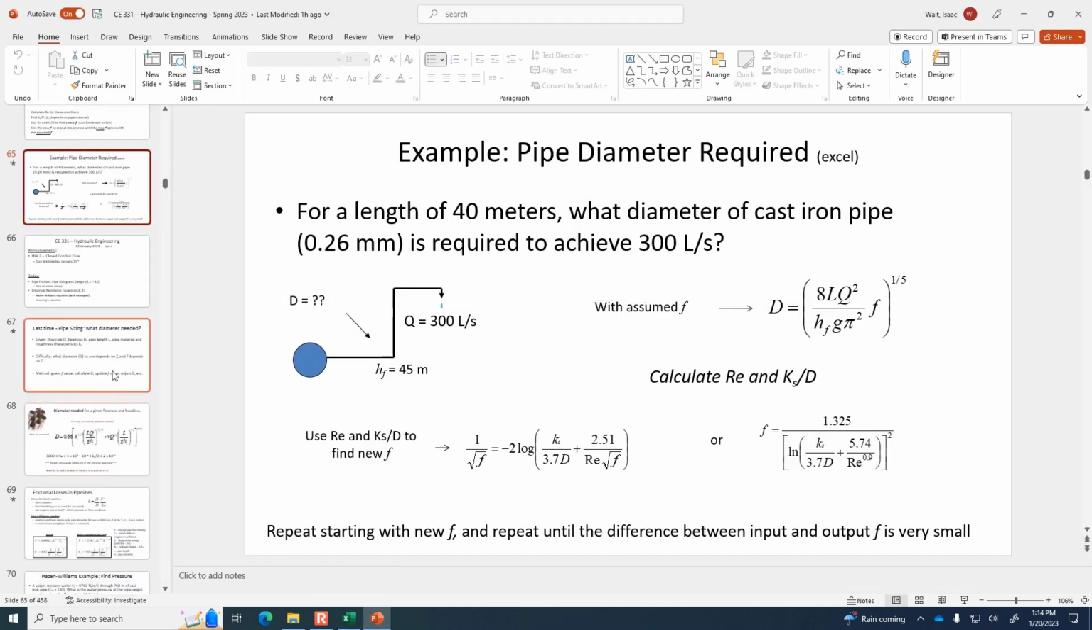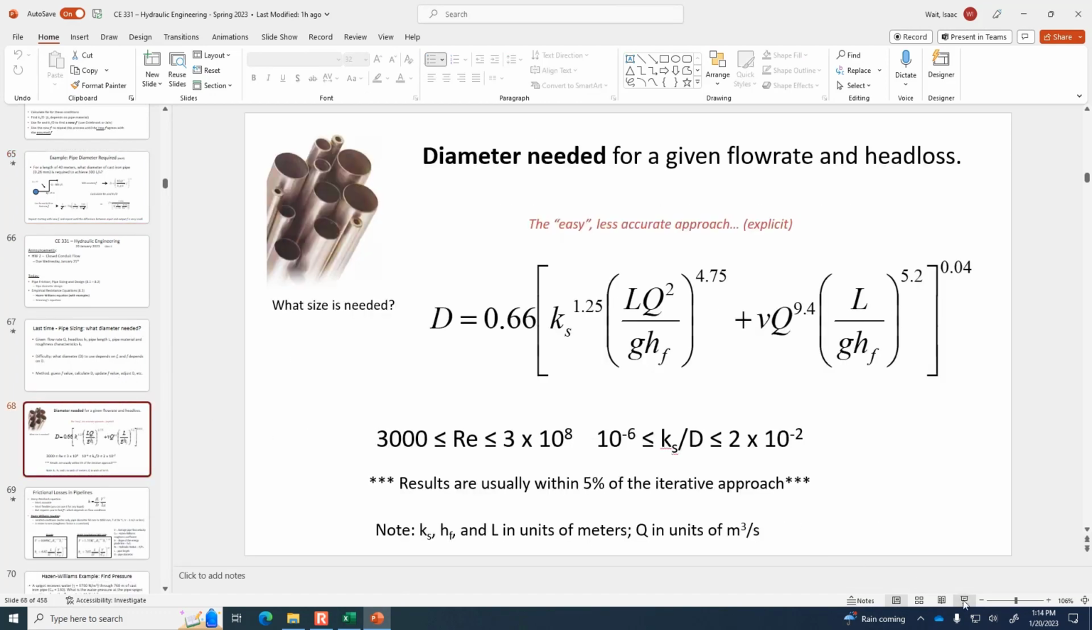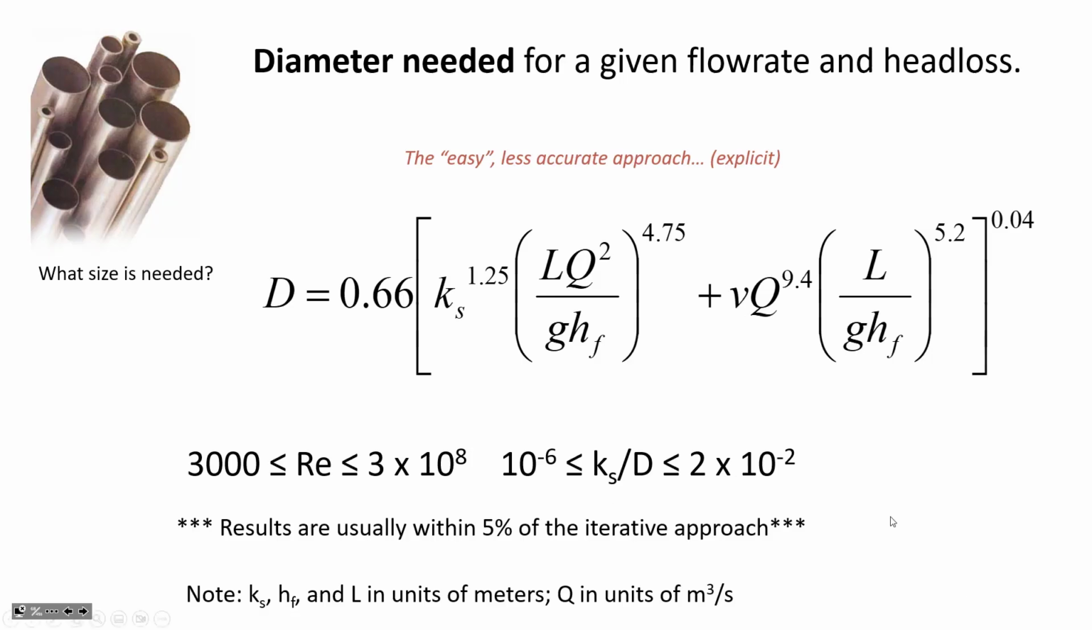Okay, well good. So that's the accurate way to calculate the pipe diameter. There is a so-called easy way, where there's an empirical equation that allows us to estimate the pipe diameter that's needed. And here's that equation. It's less accurate, though, than the spreadsheet method that we've just gone through together. This explicit empirical formula will get you to within about 5%, and it's valid within a pretty wide range.